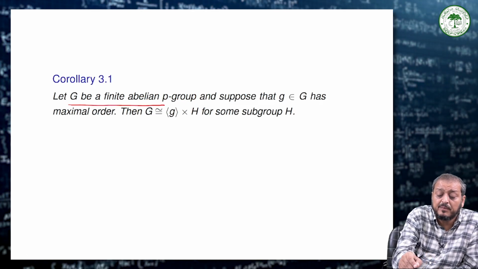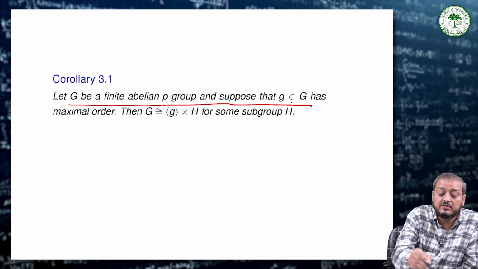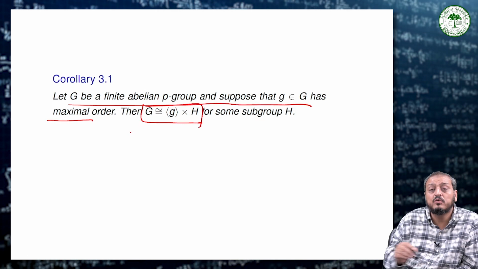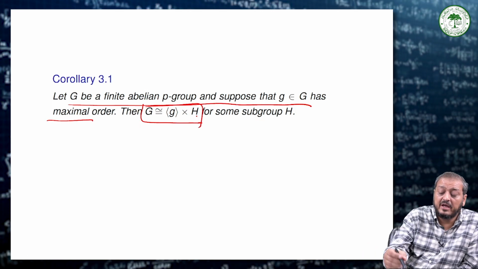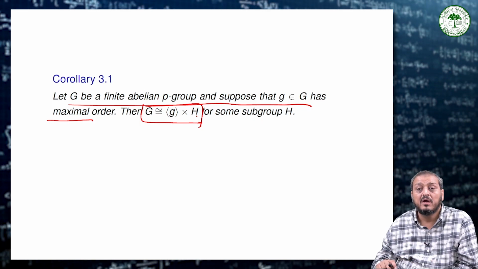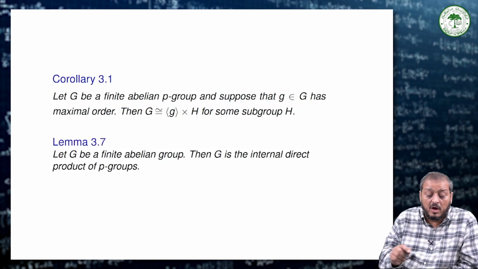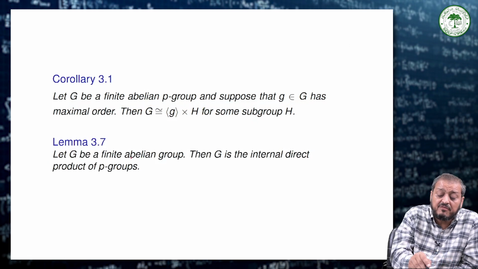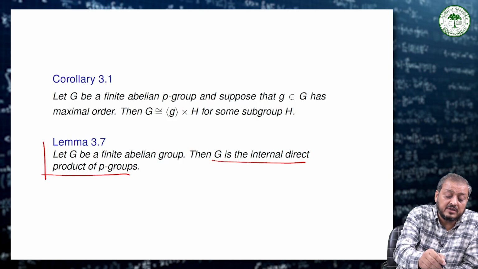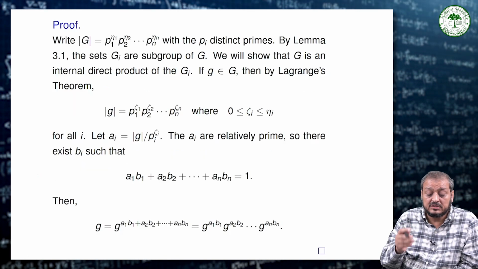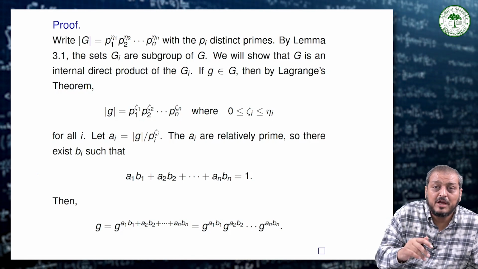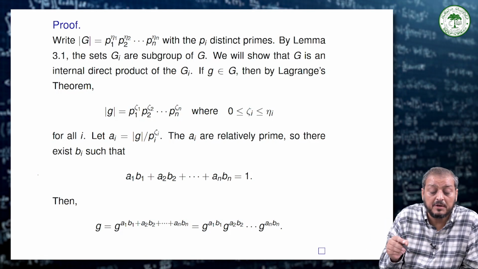Let G be a finite abelian p-group and g be an element of G of maximal order, then G is isomorphic to the subgroup generated by g, direct product some subgroup of this form. Now, let G be a finite abelian group, and G is the internal direct product of its p-groups, we can just say it in this form. So, this is the proof of the lemma, and after this lemma we have to prove the main theorem.